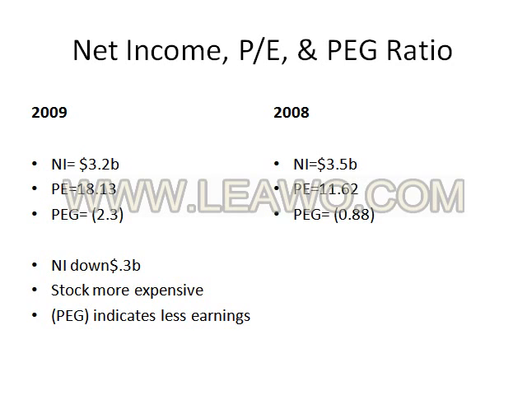Moving on to the PEG ratio, this is also a valuation measure, but it puts growth into the denominator so we can get a better feel for value. In general, investors like to see a PEG of 1. In 2009, 3M's PEG was negative 2.3. In 2008, it was negative 0.88. This decrease in the PEG ratio indicates that earnings are down.